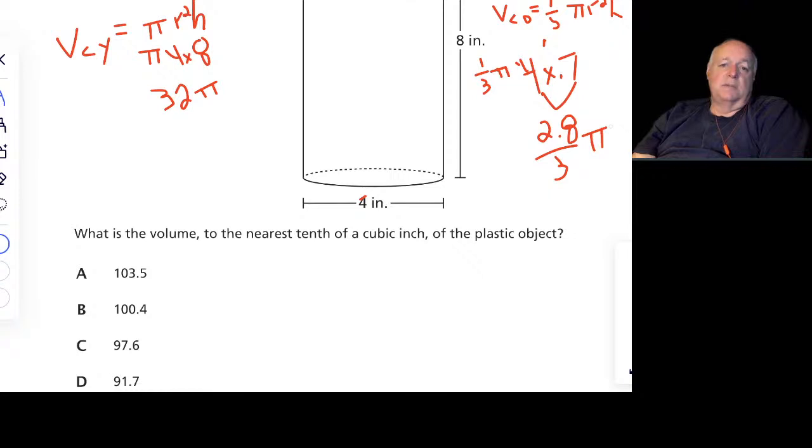9 times 3 is 27. So this is about 0.9 pi. So what I'm trying to do is avoid the actual multiplication, although you should actually do the multiplication as well. I'm just trying to show you an additional strategy. Now that we have the two numbers, you just need to put in your calculator 32 pi and then 2.8 divided by 3 times pi, and then subtract the two of them. These are normal calculator things. I'm just trying to show a way to do it without necessarily having to do that, right?